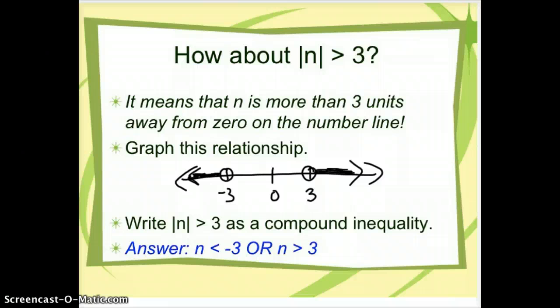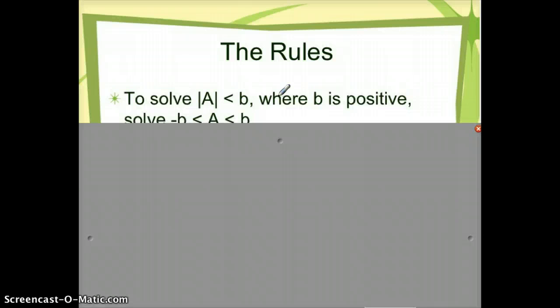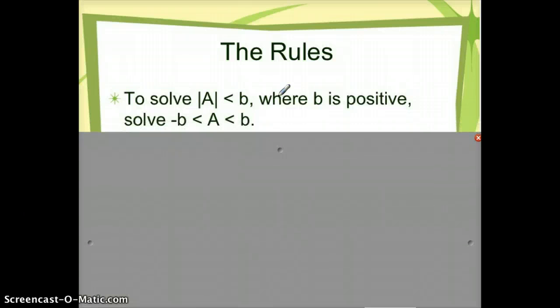Okay, so I'm going to use that concept of the distance away from 0 being greater than or less than a certain number to help us establish the rules for solving absolute value inequalities. So the first rule is to solve the absolute value of a is less than b, if b is a positive number, you can just solve this compound inequality.